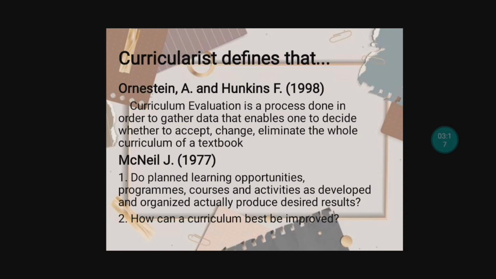So next, according to McNeil J., evaluation answers two questions. First, do planned learning opportunities, programs, courses, and activities as developed and organized actually produce desired results? Second, how can a curriculum best be improved? So indeed, we need to evaluate a curriculum so that we can find the answers to these questions. Also, through curriculum evaluation, the stakeholder will be able to identify if the curriculum meets the objectives, the goals, or the expected outcomes.